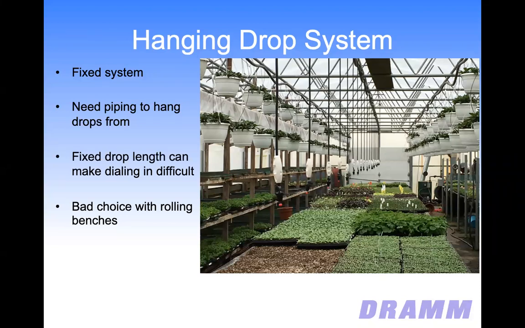And they don't work great with rolling benches. If the bench moves left or right, you are no longer in the center of that bench, and half that bench isn't getting watered. Also long-term, the zip ties that are holding the tubing to the piping can break. Typically, it's right in the middle of the season when you can't get to it. So that should be taken into account when you're kind of deciding a system.